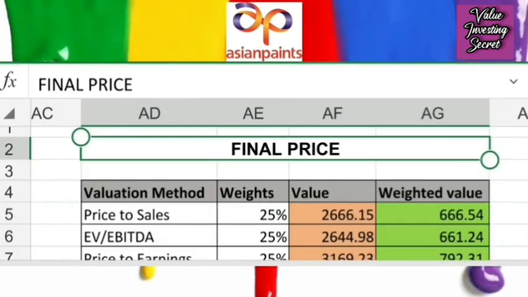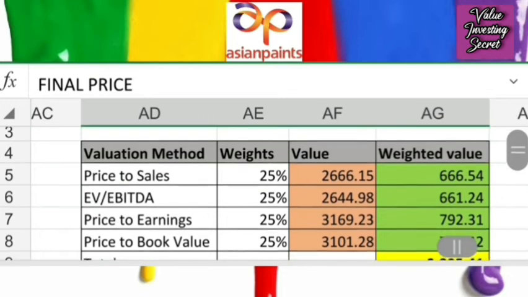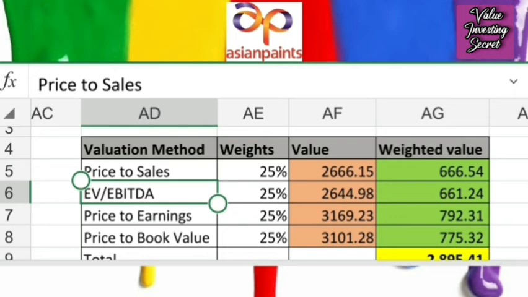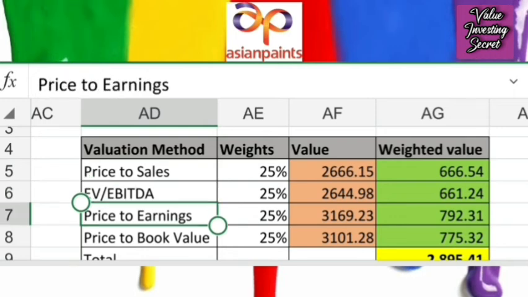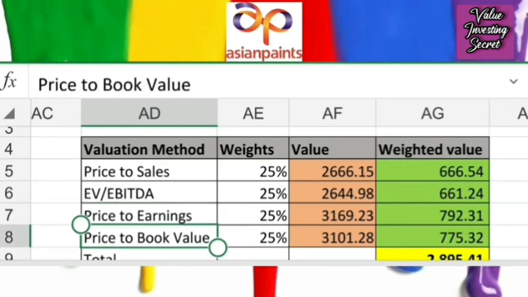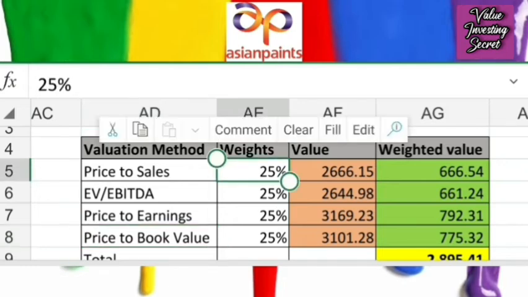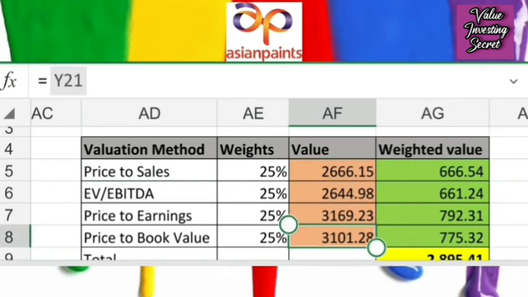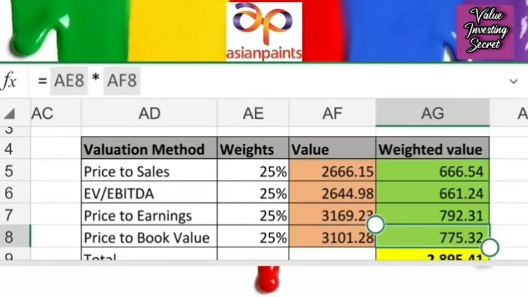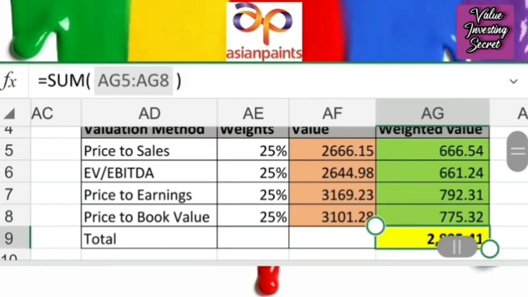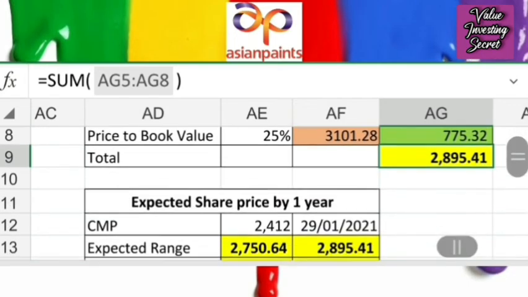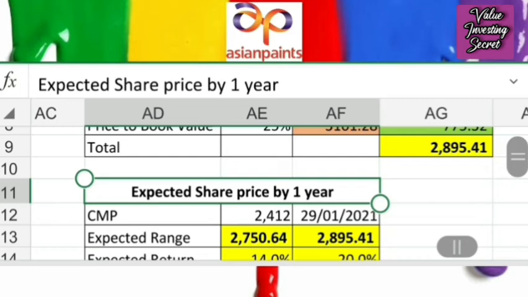Now I have calculated the final price. So we have 4 values from 4 methods, that is the price to sales method, the EV by EBITDA method, the price to earnings method and the price to book value method. So I considered all 4 values and gave equal weightage of 25% to each method. Then I got the weighted value, and I added all these 4 values to get the final price. So the final price is 2,895 rupees. This is the expected share price in 1 year.